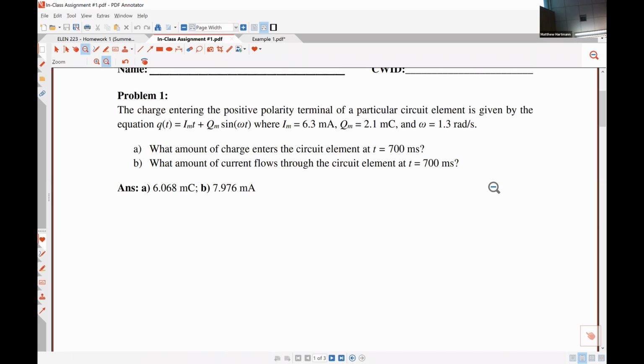Okay, so for problem 1 here, we're told that the charge entering the positive polarity terminal of a circuit element is given by the equation Q as a function of time is equal to Im t plus Qm sine omega t, where Im is 6.3 milliamps, Qm is 2.1 millicoulombs, and omega is 1.3 radians per second. And we're asked to determine the amount of charge that enters the circuit element at a particular time and the amount of current that flows through it at a particular time. So do any of you have any idea how we might approach part A?